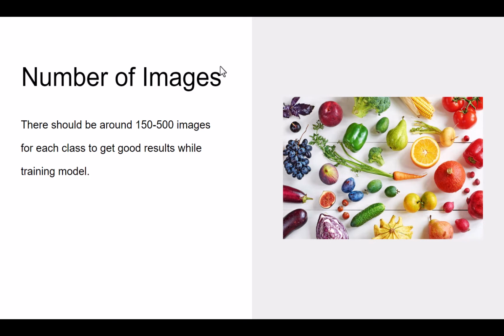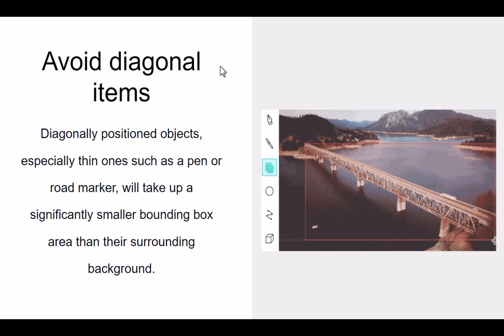There should be around 150 to 500 images of each class to get good results while training the model. And if the images for a particular object are less than 150, then we can perform data augmentation and increase the number of images for that object automatically. And the third thing is avoid diagonal items.